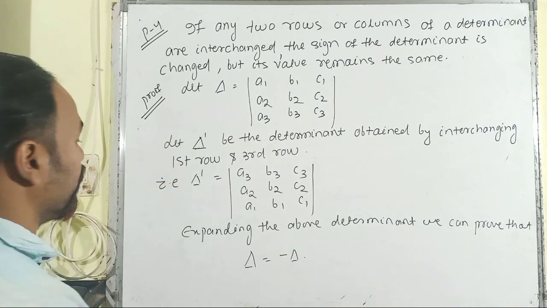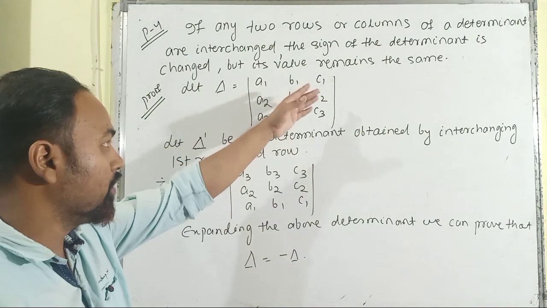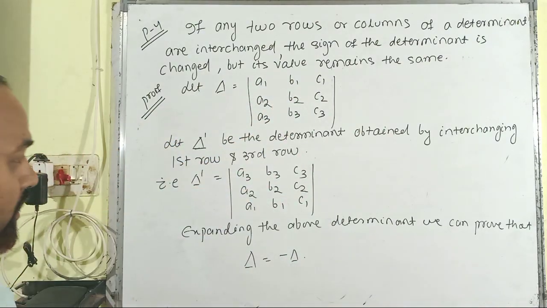And here it is the proof of property number 4. Let delta be equal to the determinant of a1, b1, c1, a2, b2, c2 and a3, b3, c3.